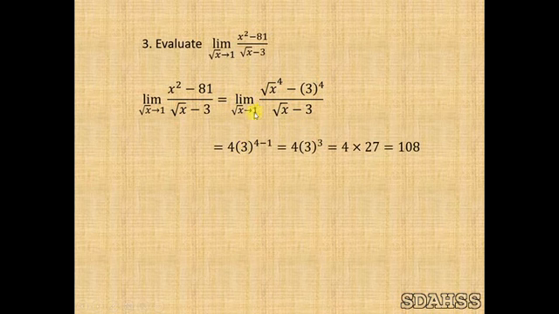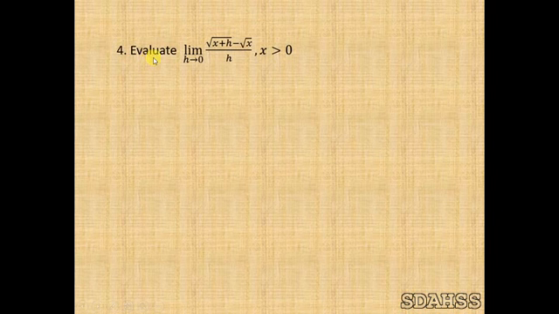Now this is of the form limit as x tends to a of (x^n minus a^n) divided by (x minus a). This can be written as n a^(n minus 1). Now this becomes 4 into 3^(4 minus 1), which is 4 into 3^3. 3 power 3 is 27. 27 into 4 is 108.